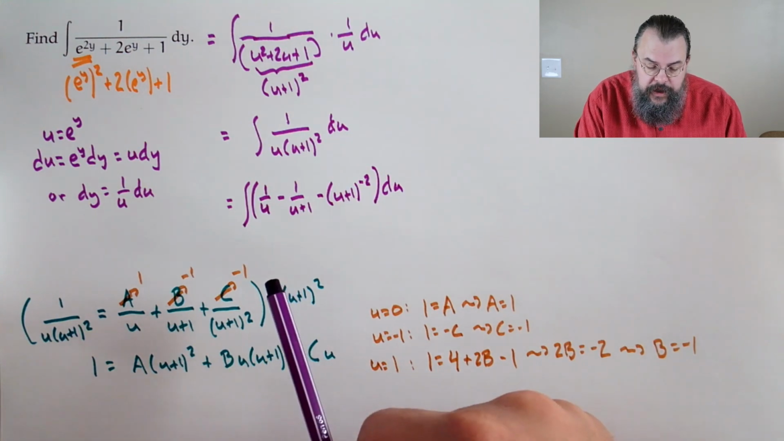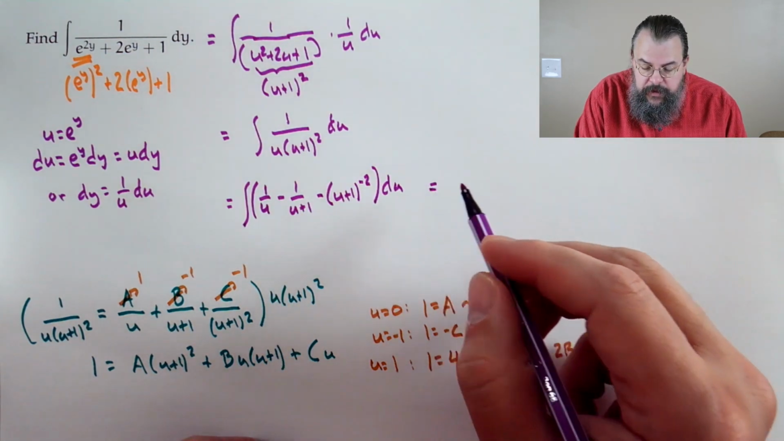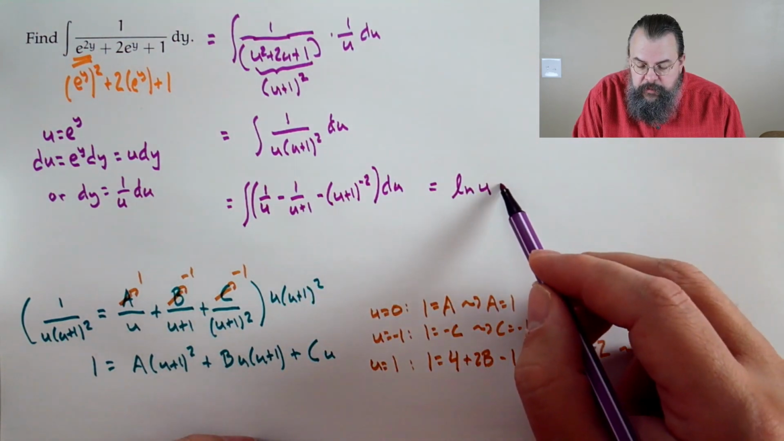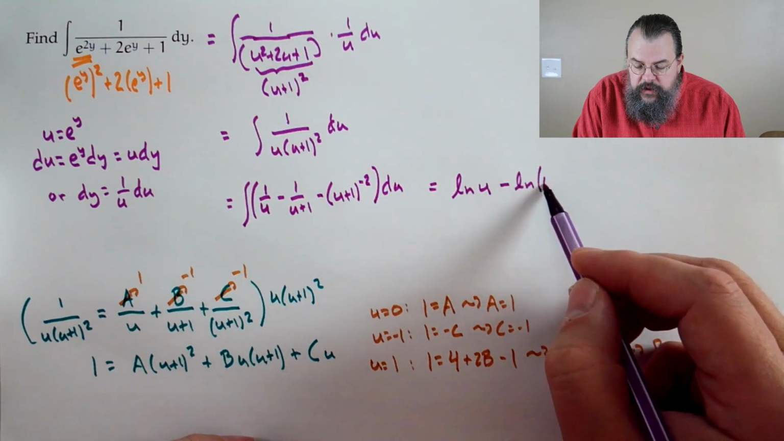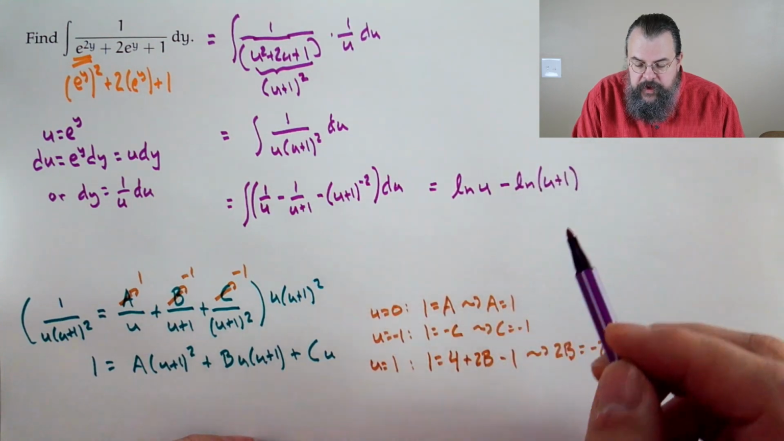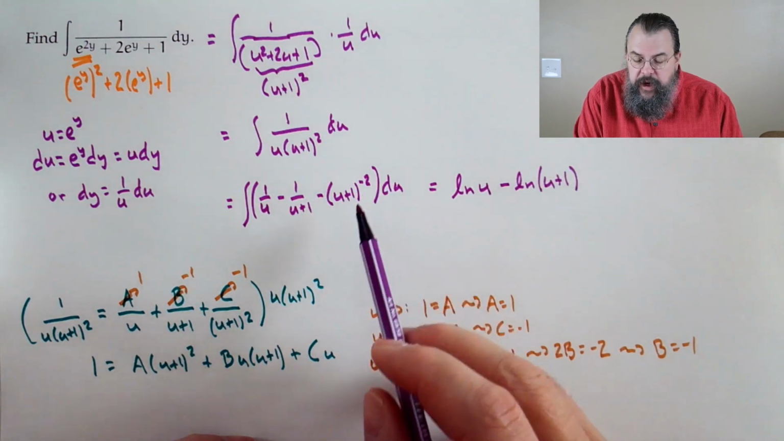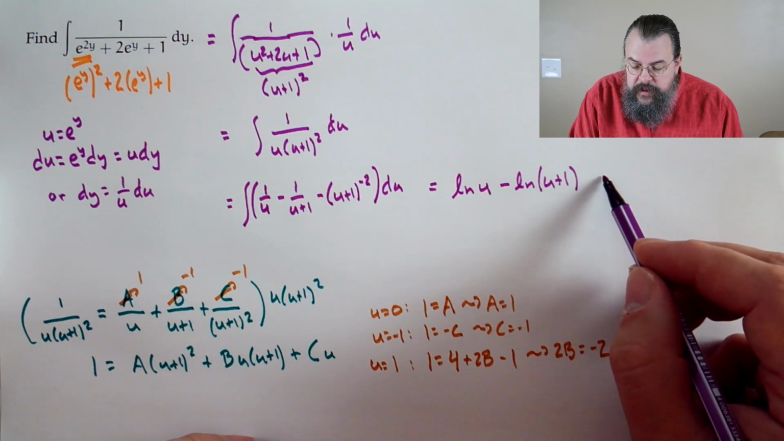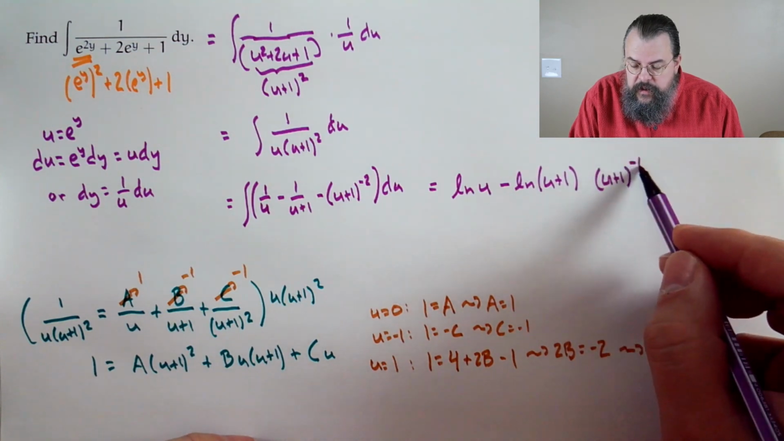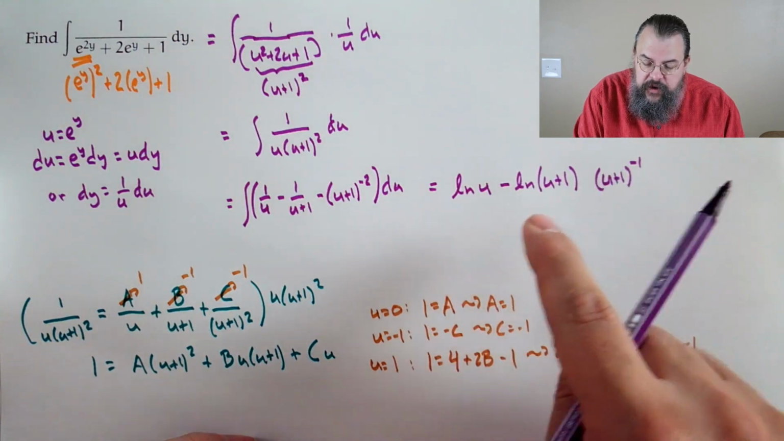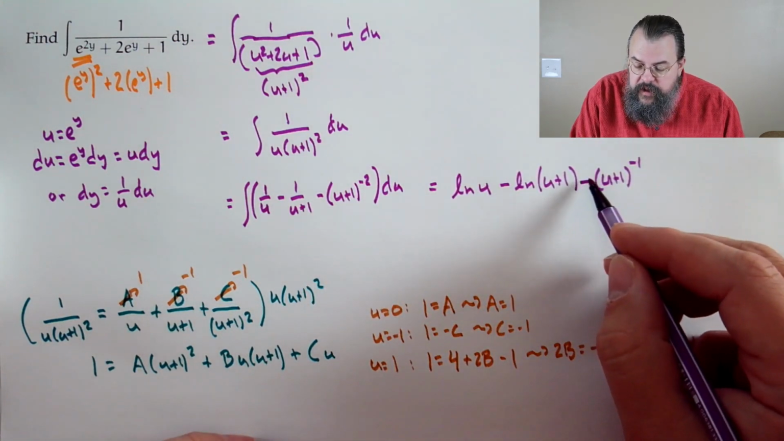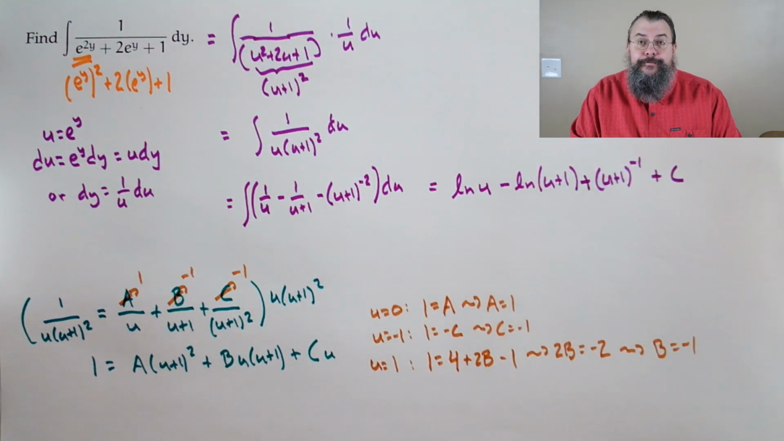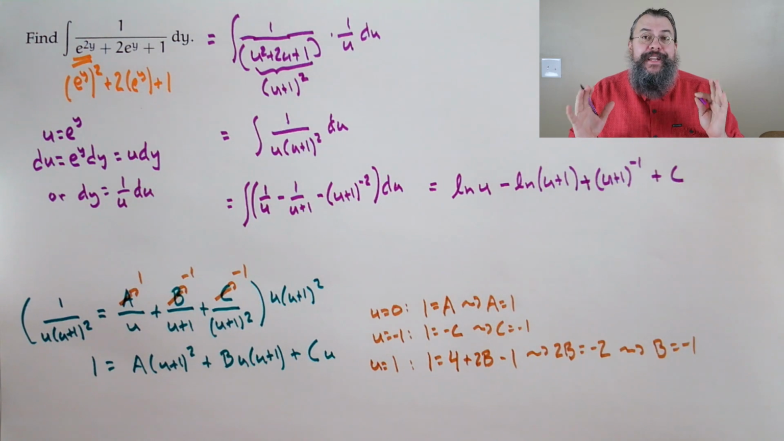Because, well, what are the integrals of the pieces? Well, the integral of 1 over u is log u. The integral of 1 over u plus 1 gives minus log of u plus 1. And then here, u plus 1 to the minus 2, well, what will happen? That'll be u plus 1 to the minus 1. And then we're going to bring the minus 1 down. It was already minus to begin with, which makes it a plus, and plus C. Now, is this our answer? No. But we did the integral part.